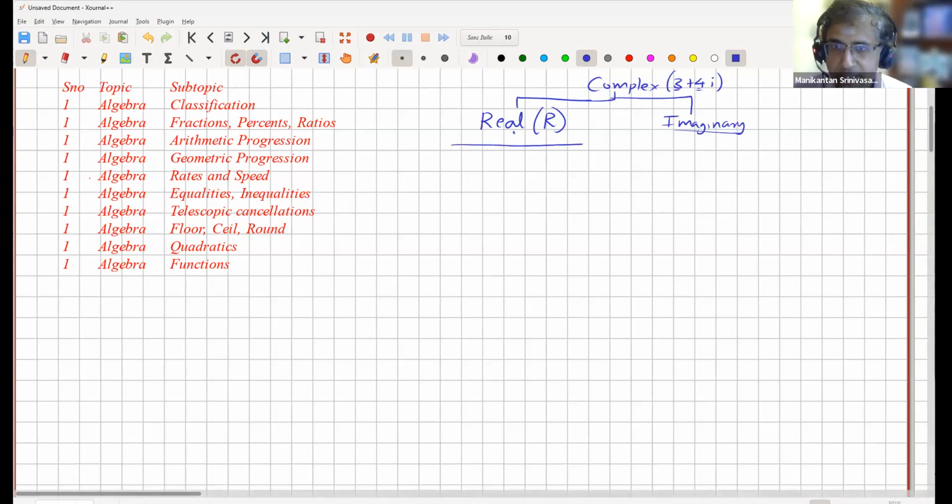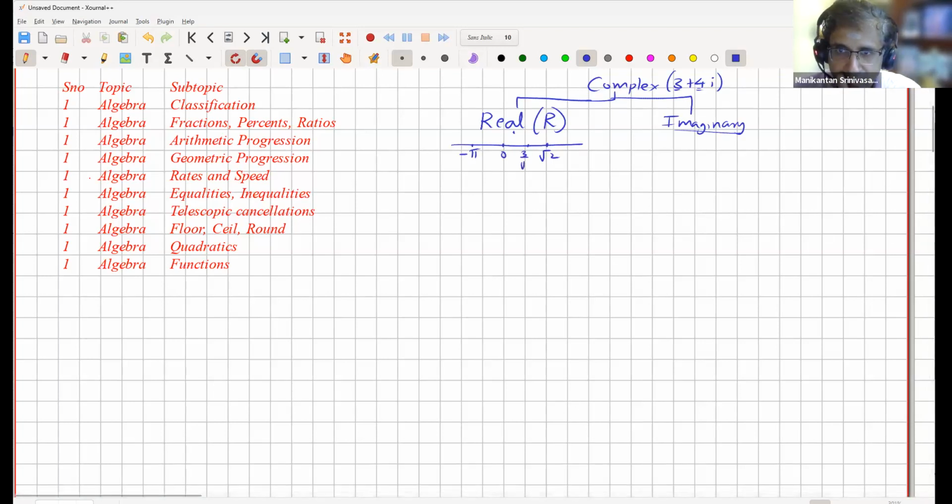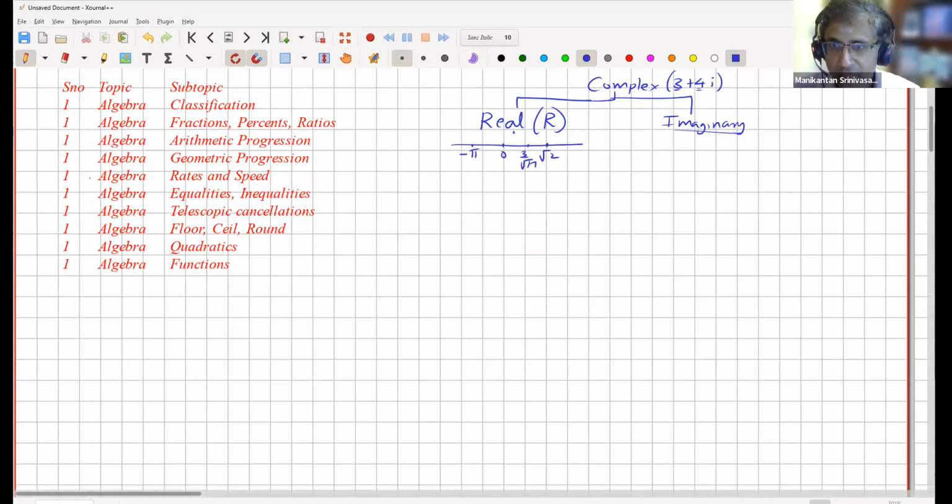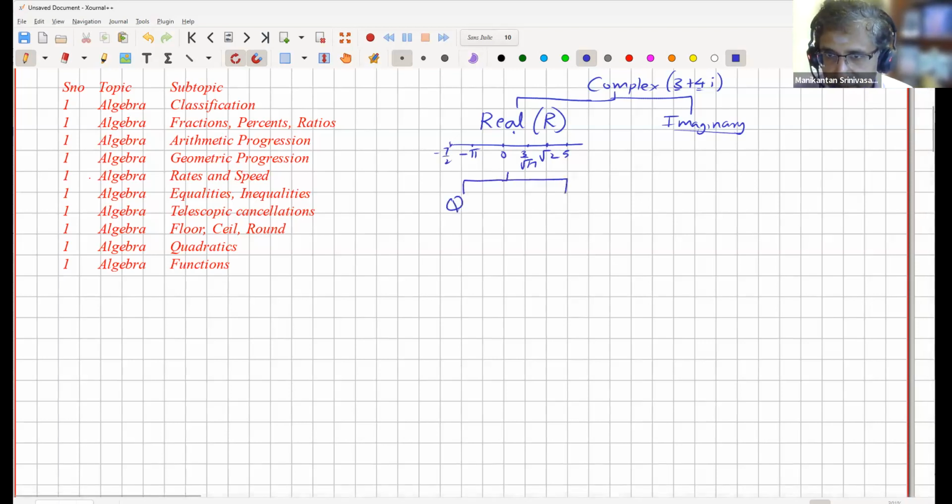So anything that can be represented on a number line is a real number. So √2 is real, minus pi is real, 0 is real, right? 3 by √17 is also real. And of course, the number 5 is real. The number -7 by 2 is also real. So anything that's on the real axis is real. And then from this, we have rational and non-rational.